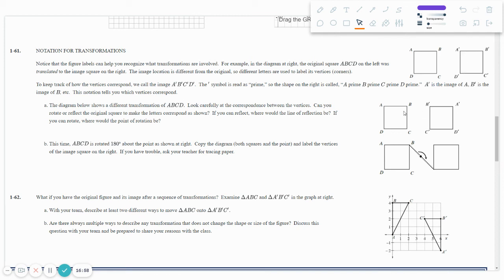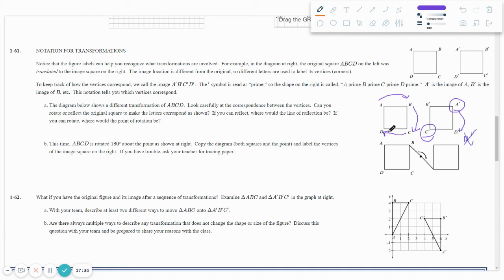Now I'm going to look at part A. What transformation is happening here? How do we get from this one to this one? So think about it. And it does show, can you rotate or reflect the original square to make the letters correspond as shown? Well, let's think about it. If I rotate this, it would make sense, since if I were to do a little 90-degree turn, A would go here and C would go here, which makes sense because the new C is over here, new A is over here. However, B would rotate to where C was. But if I were to do that, well, this is D prime. That's not B prime, right?